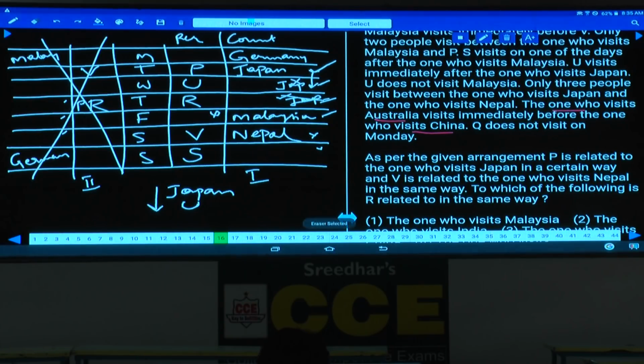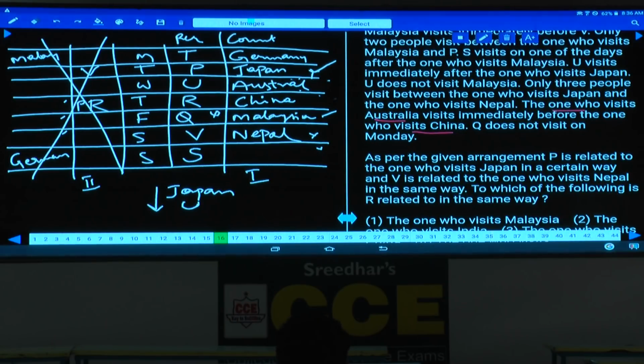Now, we should have two adjacent vacant places, isn't it? Where can we find these two adjacent vacant places? Wednesday and Thursday. Hence, Australia visits immediately before China, so the person who visits Australia must be on Wednesday, and China must be on Thursday. Clear? Then, Q does not visit on Monday. Q Monday is ruled out, hence Q must be on Friday. Then who is the person left over here? P, Q, R, S, T, so T is left over, hence T must be on Monday.